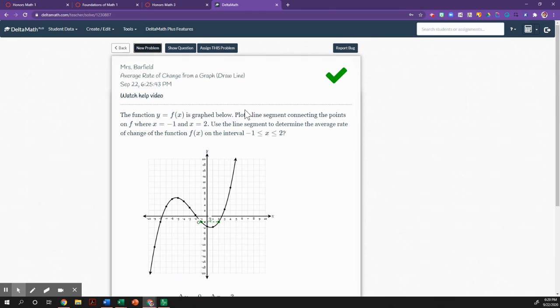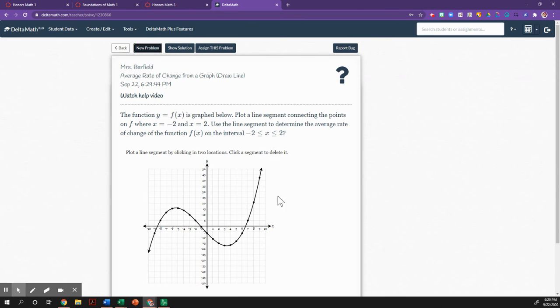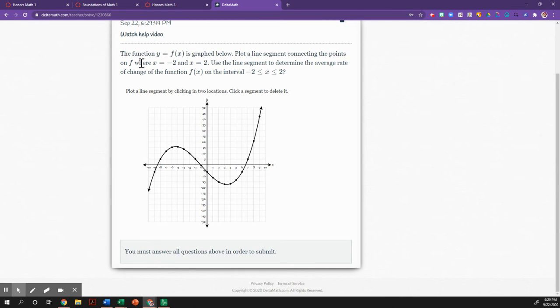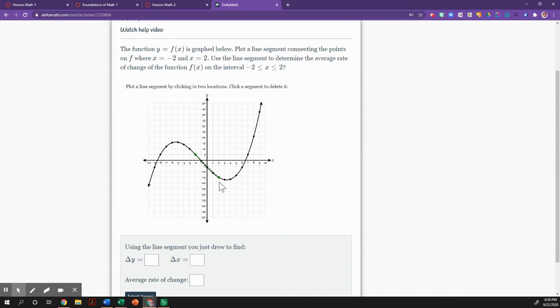All right, let's look at a new one. The function y equals f of x is graphed below. Plot a line segment connecting the points of f where x equals -2 to x equals 2, and then determine the average rate of change. So x equals -2, I'm going to go here and draw my point, click on it. Then I'm going to go over here to x equals 2, go down to the actual graph and click on it.